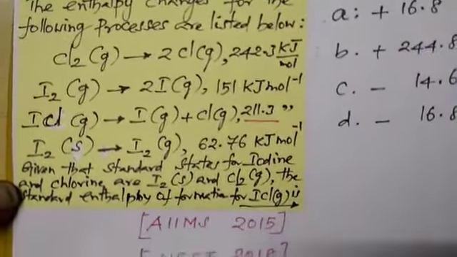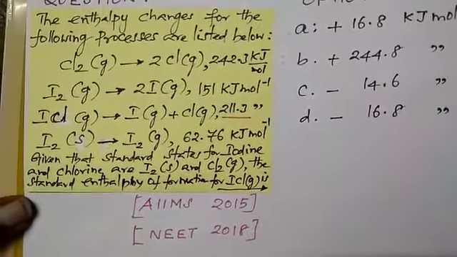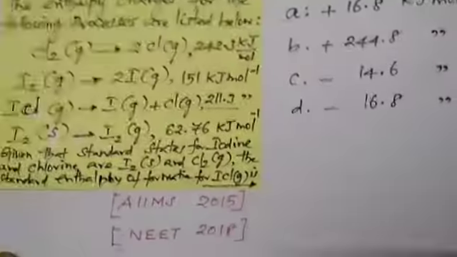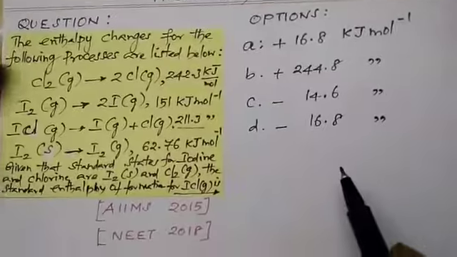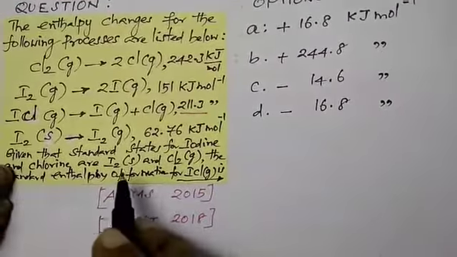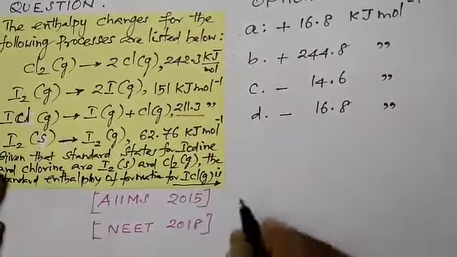Okay, this question came in the year 2015. Okay children, it is asked in 2018 also. Now let us come to the question here. Now what they are asking is iodine plus chlorine. Now let us see what we want.